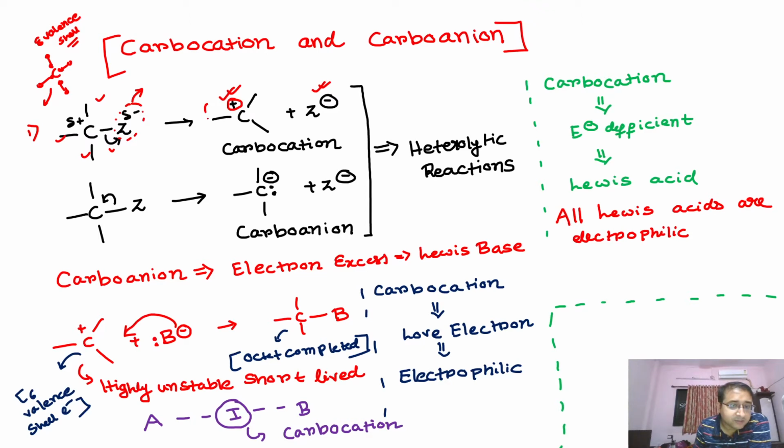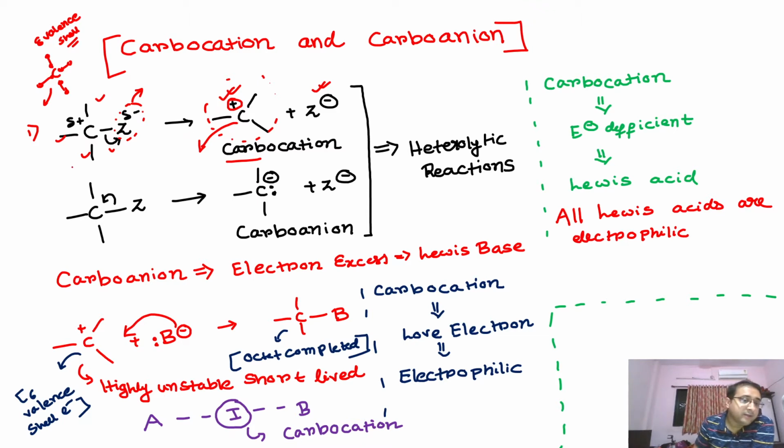So this species that is formed due to the heterolytic breakage of this carbon Z bond is called carbocation or carbocationic species. Why is it called carbocation? Obviously it has a carbon atom, so that's why the term carbo is used, and as it is a cationic species because of this positive charge on the carbon atom, they are called carbocation.